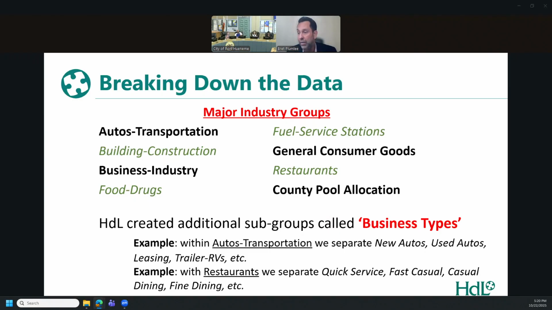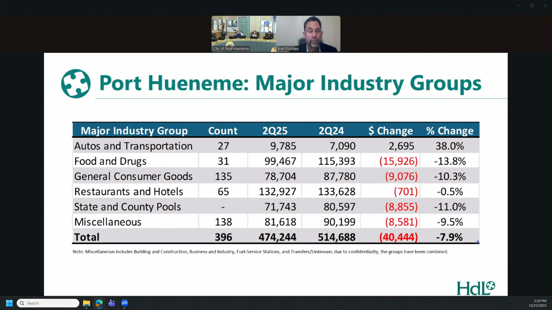In Port Hueneme, when we look at the Bradley Burns portion, the direct place of sale, state and county pools makes up the fourth largest group out of the 8. So it's definitely a material portion of the budget in Bradley Burns, and pools are not applicable when it comes to the transaction and use tax.